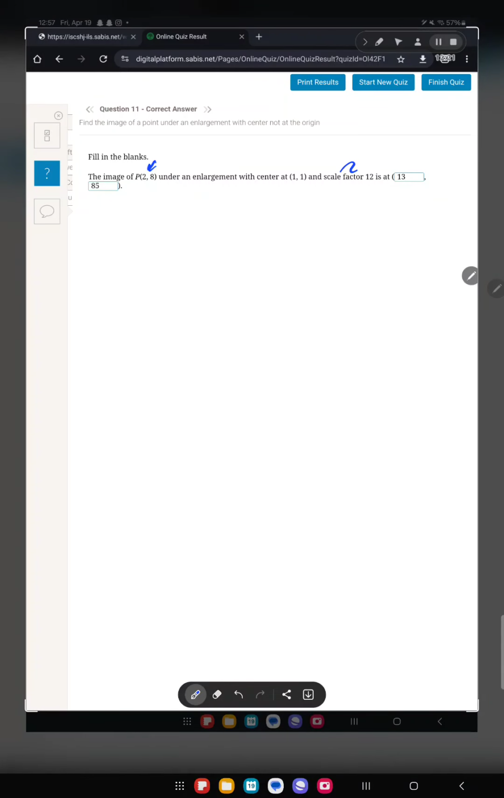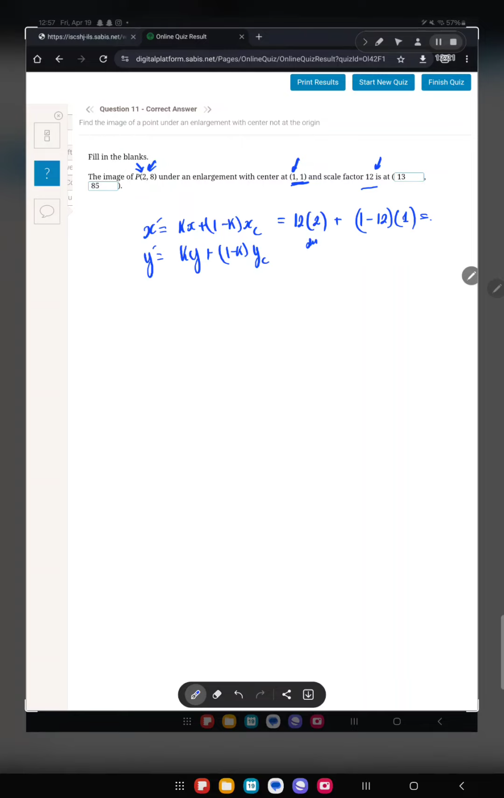The image of (2, 8) under enlargement with center (1, 1), scale factor 12, is (13, 85). This is very easy, same as the first question. You have to use the formula: x' equals kx plus (1 − k) times x of the center, and y' equals ky plus (1 − k) times y of the center. So x' equals k, scale factor 12, times the original x, 2, plus (1 − 12) times x of the center, which is 1. So this is going to be equal to 24. Wait, no.